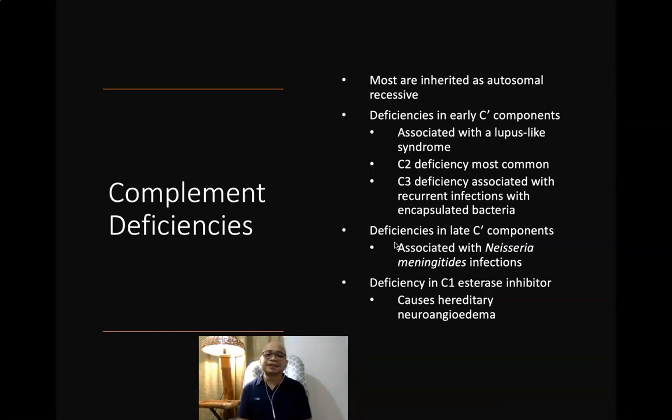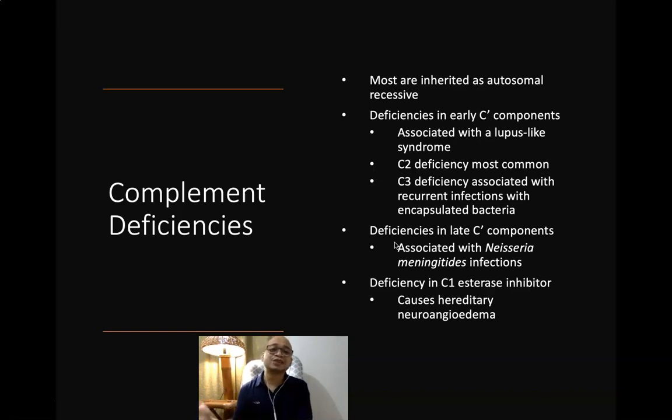Again, another category would be complement deficiencies. Complement, okay, let's review what complements are. Complements are serum proteins, and complements are part of our natural immunity, and complement can actually destroy or cause cytolysis of bacteria. And the most abundant component of complement is C3. Okay? So, deficiencies in complement components could be associated with lupus-like syndrome. Okay? C2 deficiency is the most common.